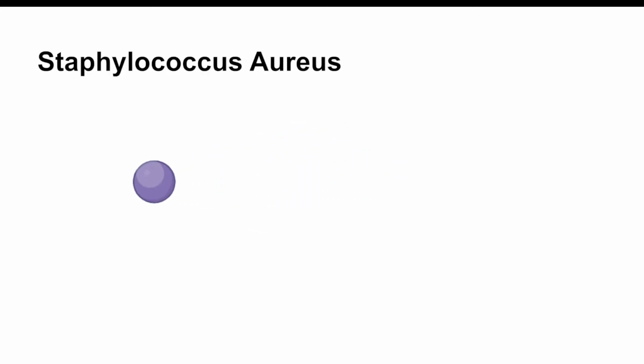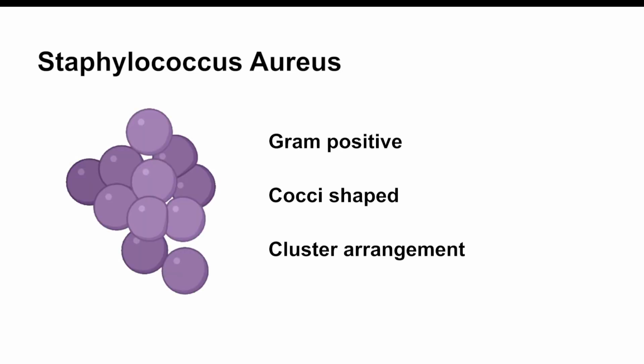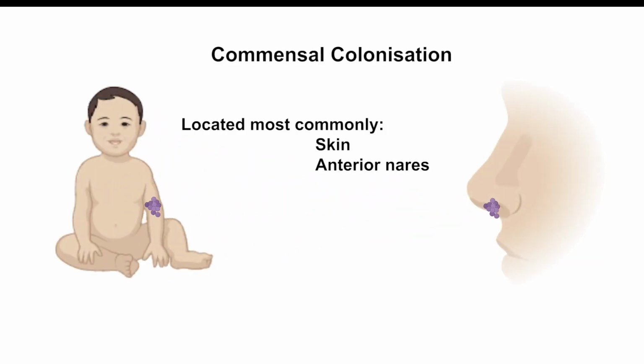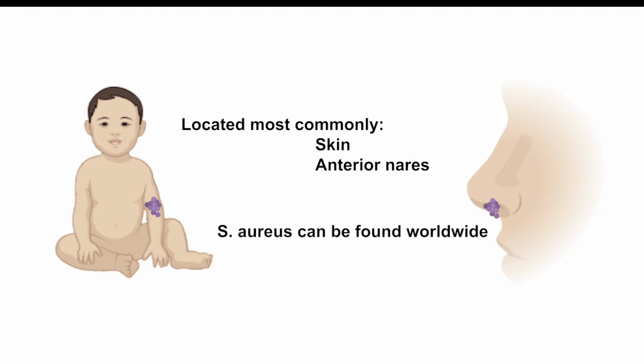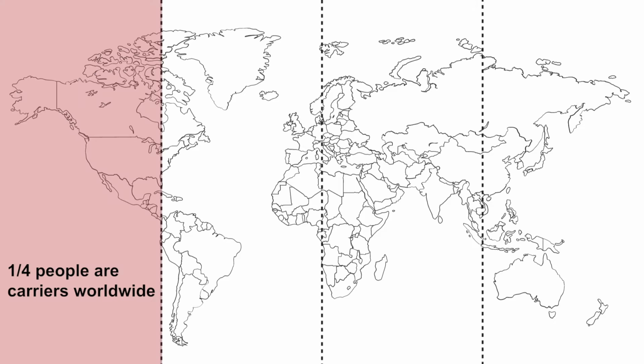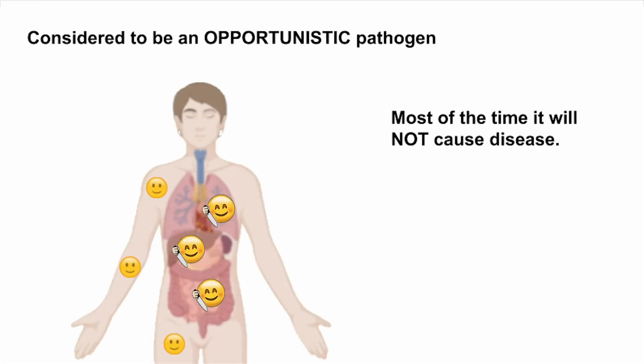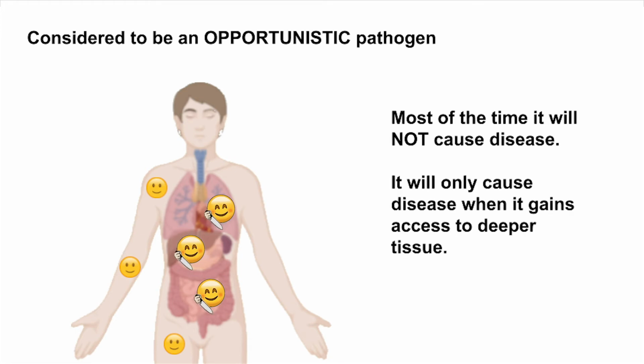Staphylococcus aureus is a gram-positive, coccus-shaped bacterium that is arranged in clusters. Colonization of human skin and anterior nares is becoming increasingly common worldwide, with estimates predicting at least a quarter of the world's population carry this bacteria. Researchers consider the bacterial species as an opportunistic pathogen, causing disease when it gains entry into the body's deeper tissues.